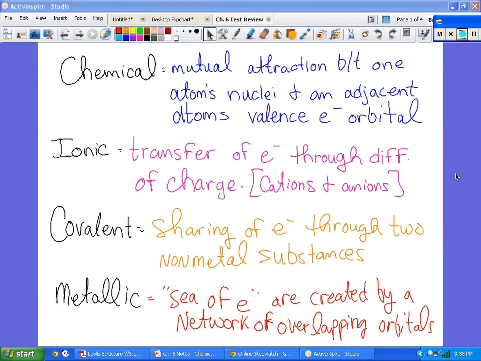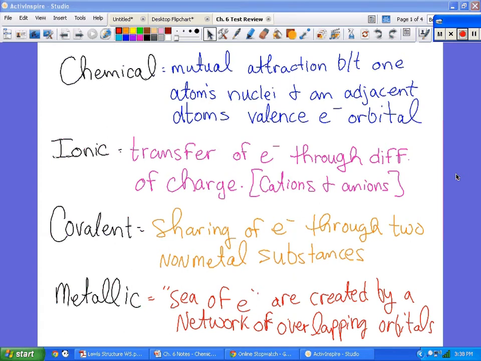So if I'm an atom and Tyler's an atom, it'd be like my nucleus and an adjacent. Keyword there is adjacent. What does adjacent mean? Near or around or close to. The atom's valence electrons and the other atom's valence orbital. Does that make sense? So it's like my nucleus is attracted to his orbital. So it's going to be that attraction.